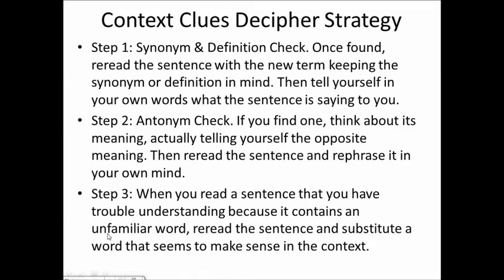Do the same thing for step 2. It's an antonym check. If you find one, think about its meaning, and then tell yourself the actual opposite. Reread the sentence and rephrase it in your own mind.